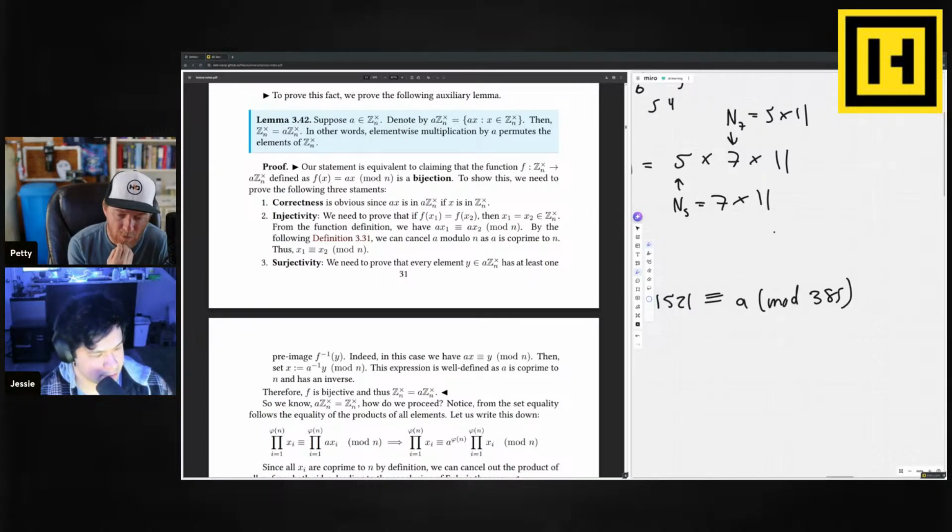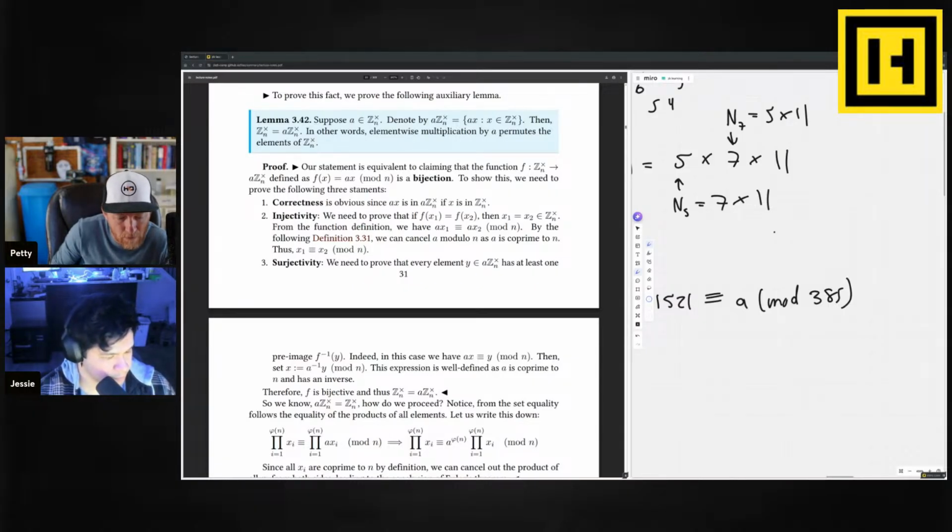We need to prove that if f of x1 equals f of x2, then x1 is equal to x2, which exist within the set. From the function definition, we have ax1 congruent to ax2 mod n. By definition 3.31, you can cancel a modulo n as a is co-prime to n.